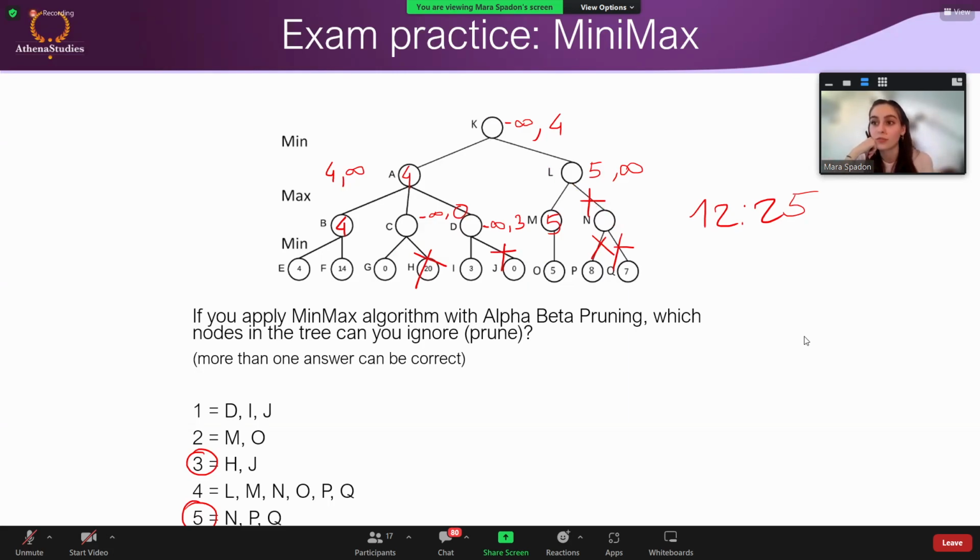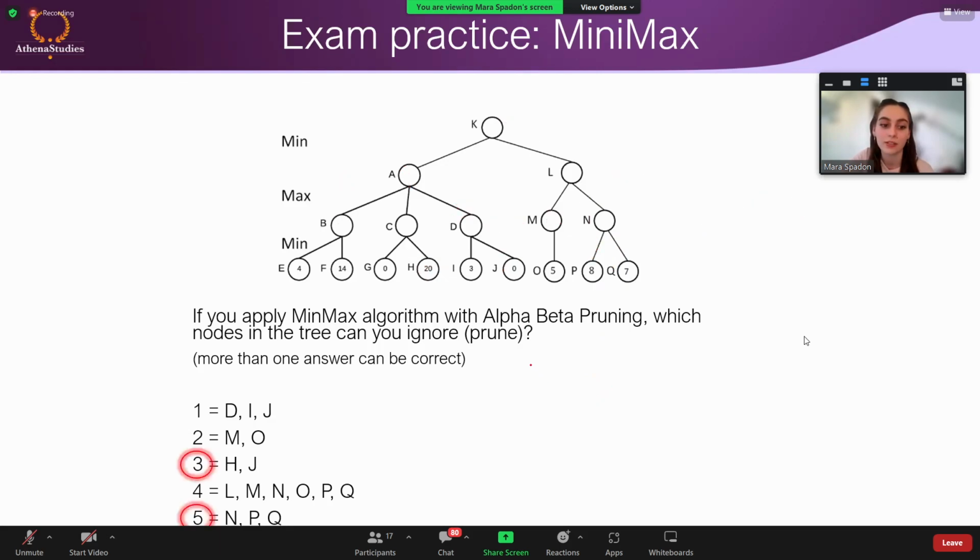I see a lot of you chose 3. Only 2 people also had 5. So does that make sense why we include 5 as well? We prune N, P, and Q. I take silence as a yes. Okay. Yes, okay, great, thanks. So indeed 3 and 5.